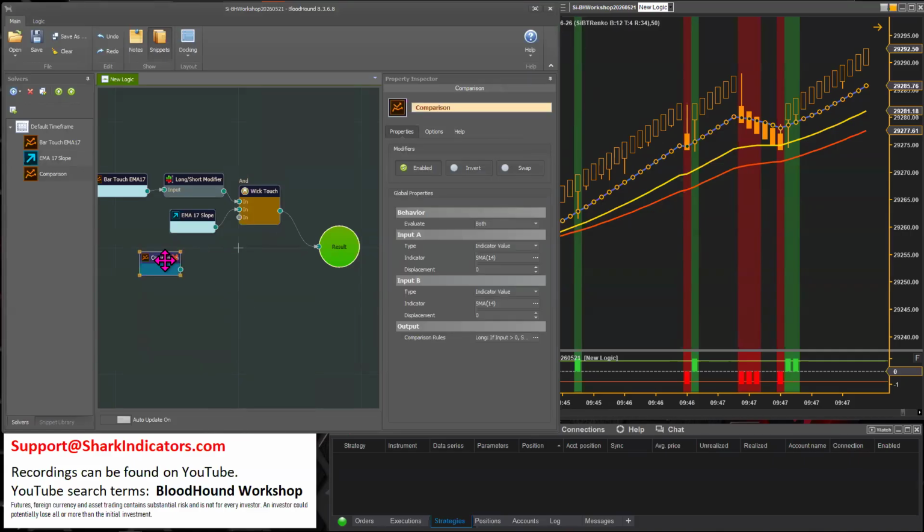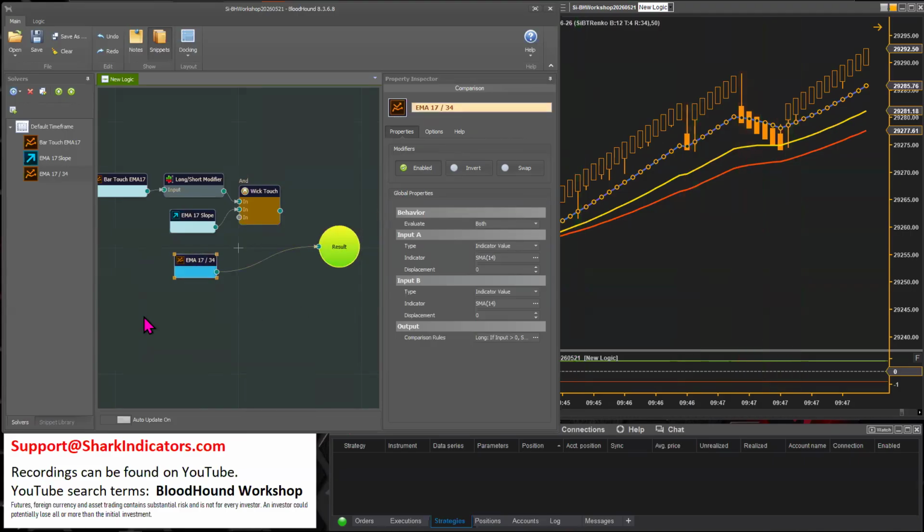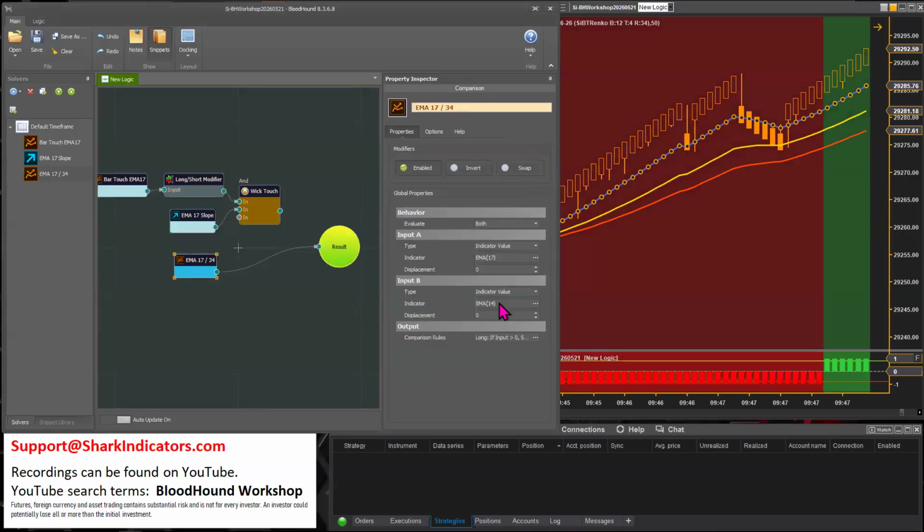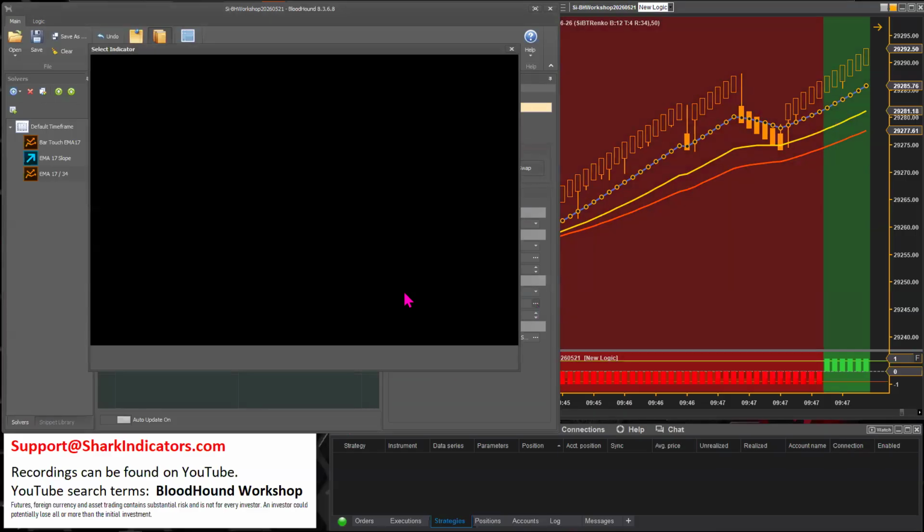So let's build that stacking there. All right. So connect that in. And there we go. We'll just plug in our EMAs to input A and input B. All right, there's our EMA 17. And now let's get the 34 in there.